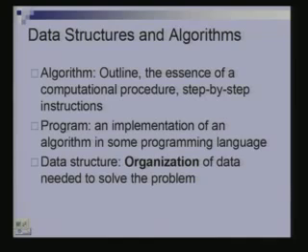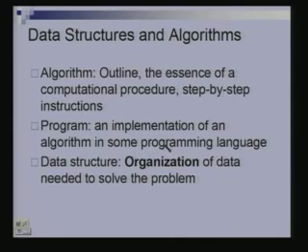An algorithm is an outline of the steps that a program has to take, or any computational procedure has to take. A program, on the other hand, is an implementation of an algorithm. It could be in any programming language.